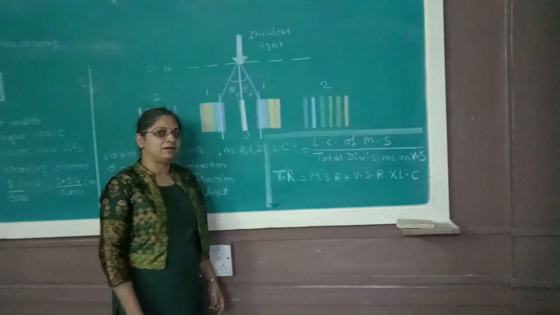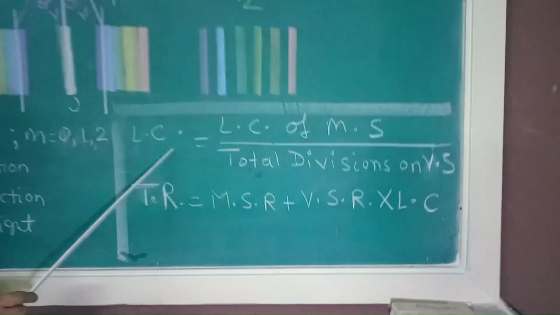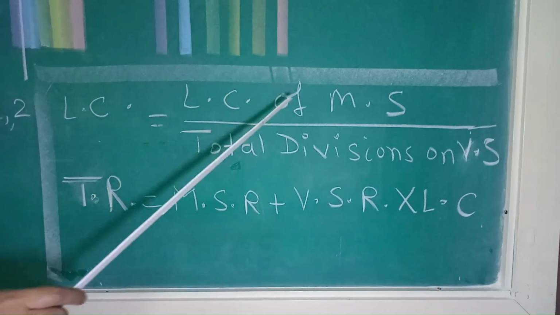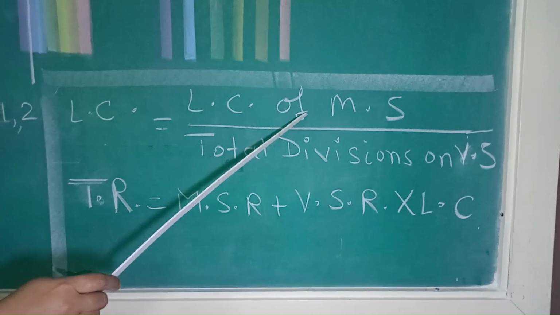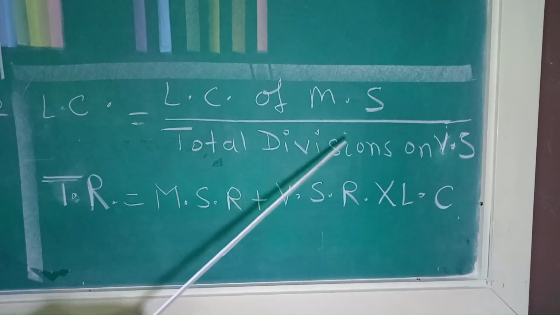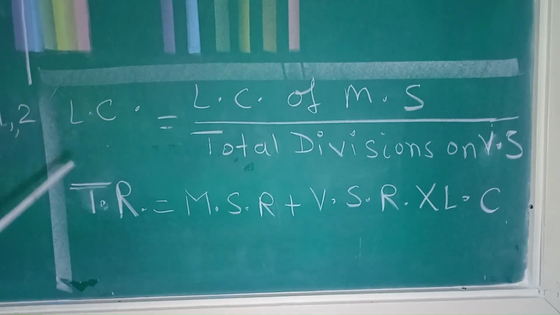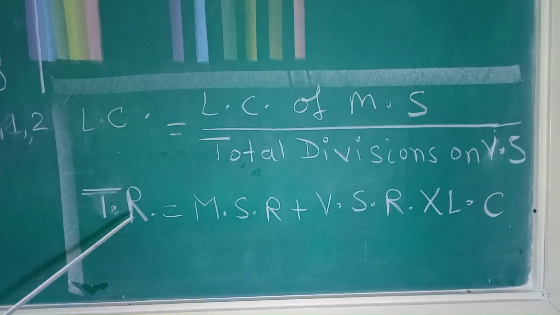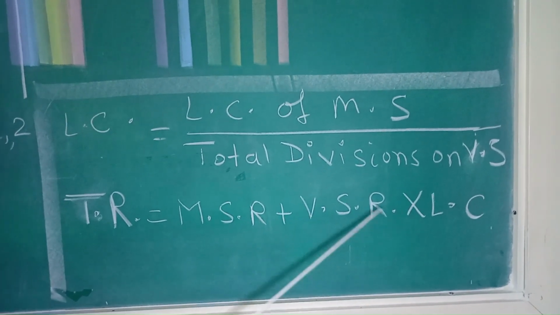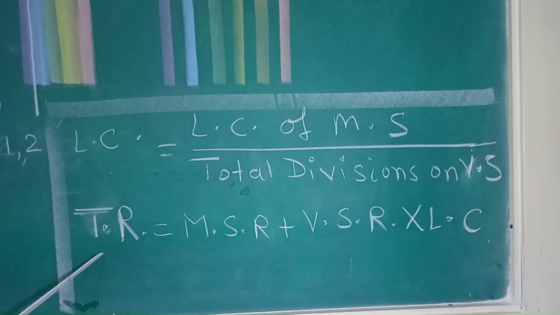To find out the least count of the spectrometer, you can apply this formula. Least count of an optical spectrometer is given as the ratio of the least count of the main scale, that is, the smallest degree you can measure with the help of the main scale, divided by the total divisions on the vernier scale. Your least count will be in degrees. Then you can find the total reading using the formula: vernier scale reading multiplied by least count in degrees, plus main scale reading in degrees.